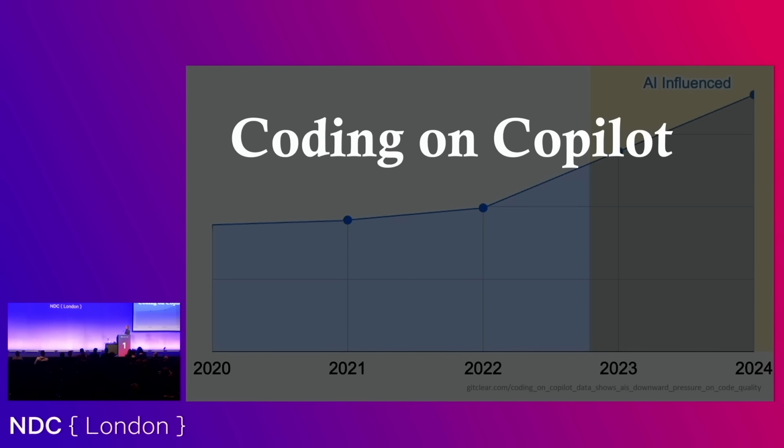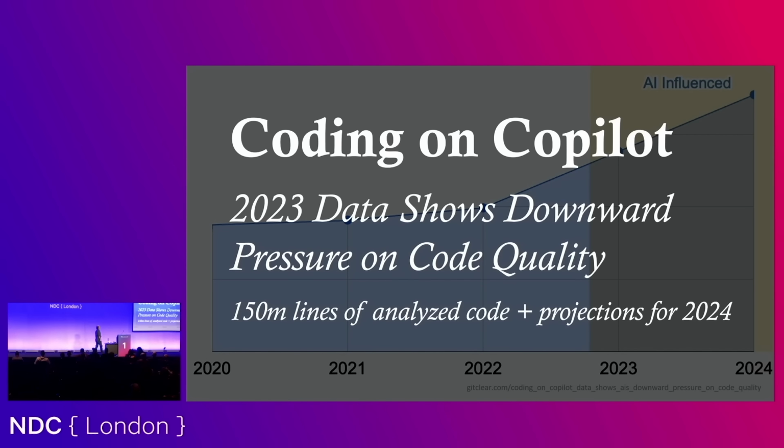So here's where I got proven kind of right. Somebody sent me an email just the beginning of this week. Oh, Kevlin, here's the study, coding on Copilot. Well, obviously I'm going to say that there needs to be more follow-up research on this, but the folks at GitClear had a look. 2023 data shows downward pressure on code quality already.